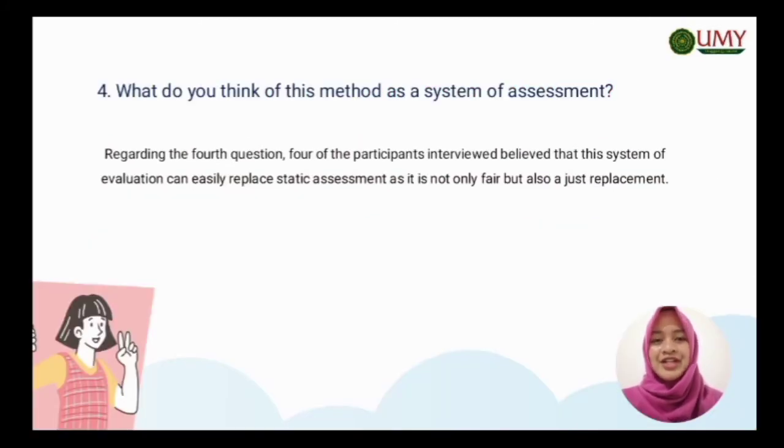The fourth question, what do you think of this method as a system of assessment? Regarding the fourth question, 4 of the participants interviewed believed that this system of evaluation can easily replace static assessment as it is not only fair but also a just replacement.